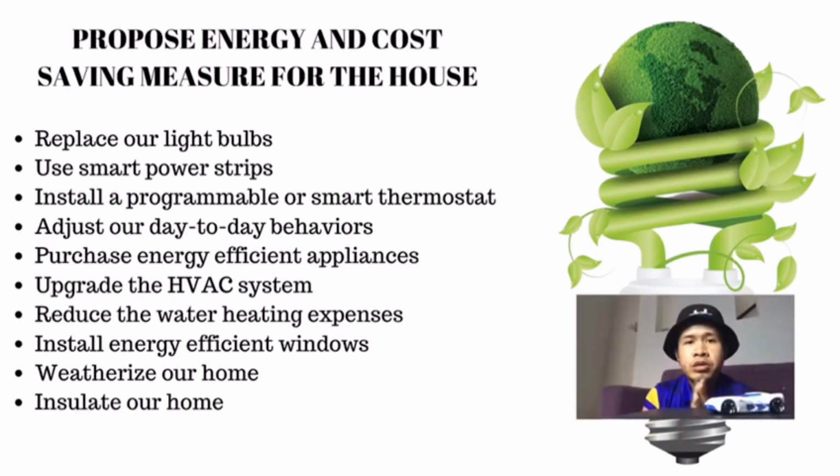So I will continue my slide presentation, which is about the ways to propose energy and cost saving measures. There are many ways to propose energy and cost saving measures for the house, which are replace our light bulbs, use smart power strips, install a programmable or smart thermostat, adjust our day-to-day behaviors, and so on. So I will explain several ways, which firstly is replace our light bulbs.